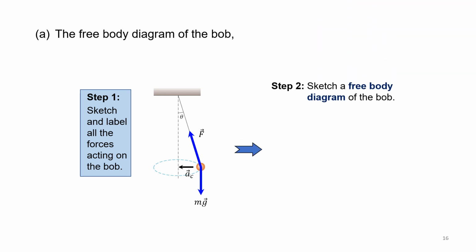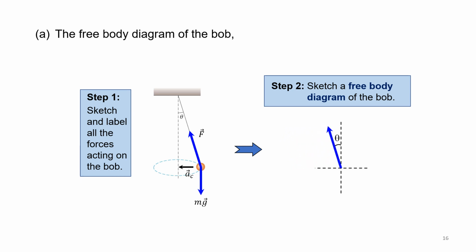Okay, next, the second step, we can sketch a free body diagram of the bob. So we draw the x and y axis, whereas the origin is the bob, the center of mass of the bob. So we draw the tension and then the weight of the bob. Lastly, the centripetal acceleration to the left.